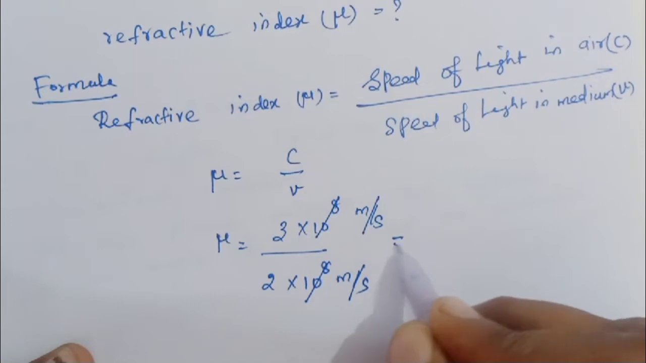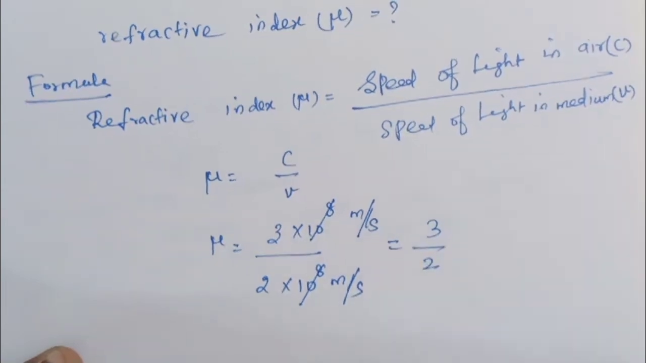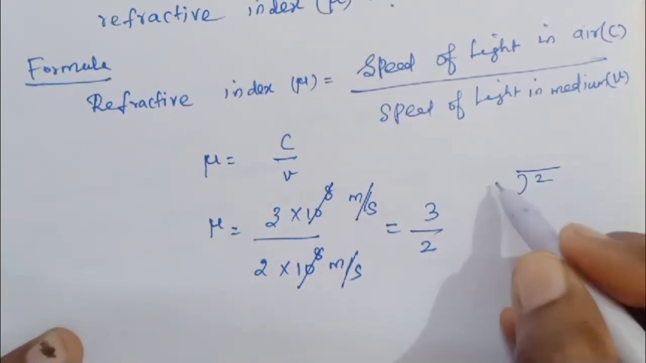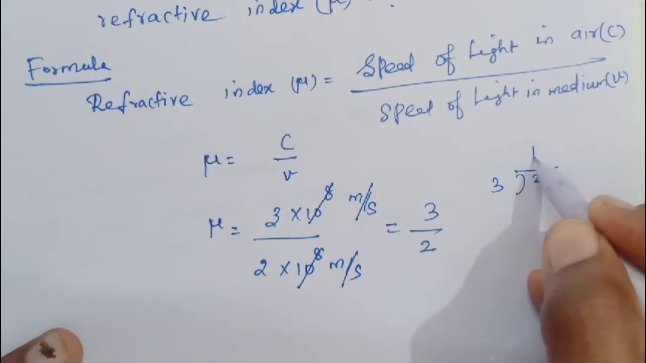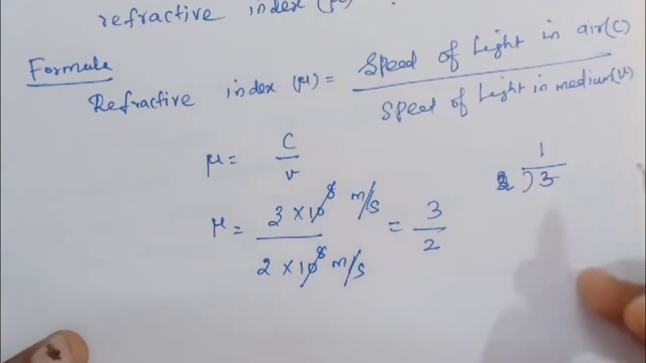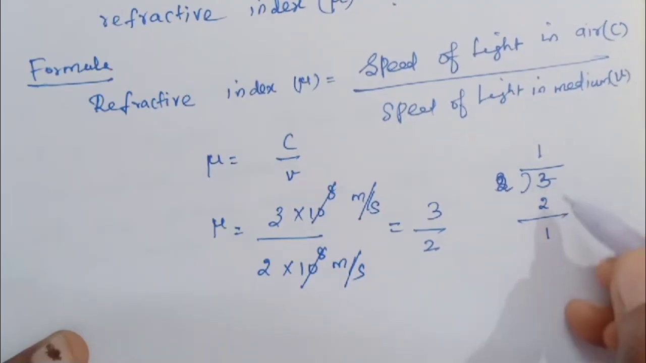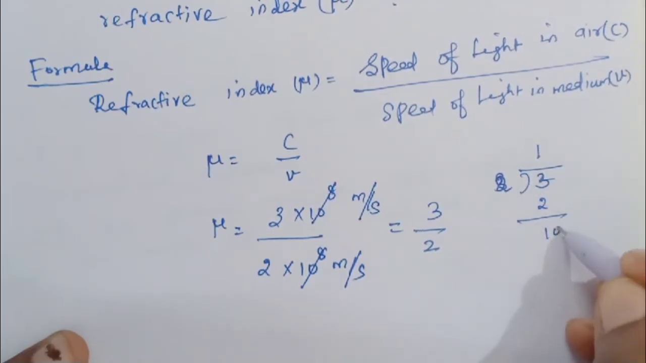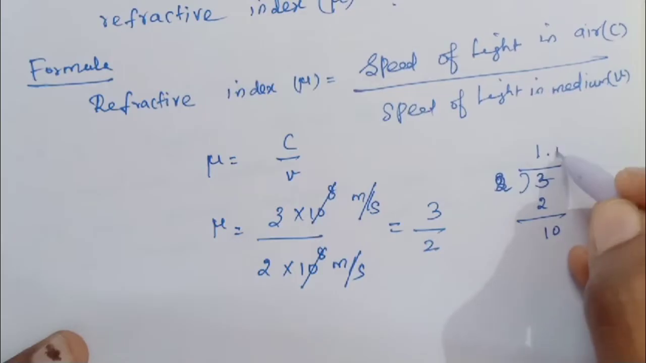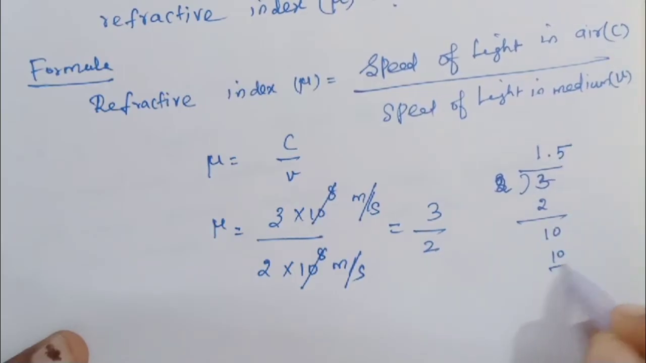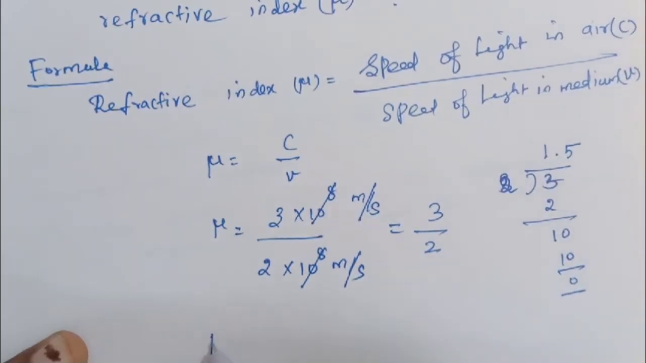So the balance is 3 divided by 2. So we can divide 3 by 2. 1 2s are 2. Balance 1. So here we can add 0 point. 5 2s are 10. So the answer will be 0. So mu is equal to 1.5.